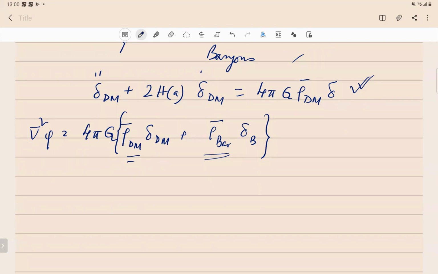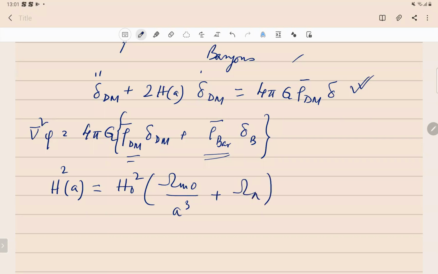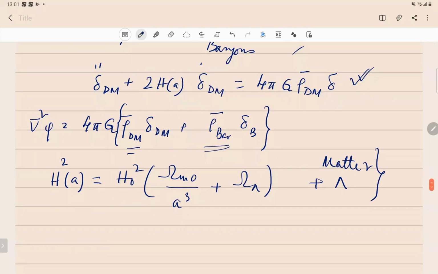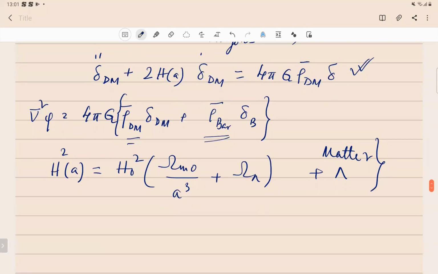So the first thing to note is that we are interested in dark matter, and a certain kind of background model. So if I take h of a to be such that h squared is just h naught squared times omega matter naught by a cubed plus omega lambda. So this is our background model, say. Two components, matter and lambda, and we have no radiation. That's very crucial, so please remember when this is useful. There is no radiation.